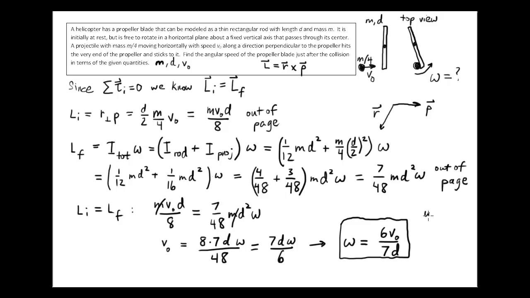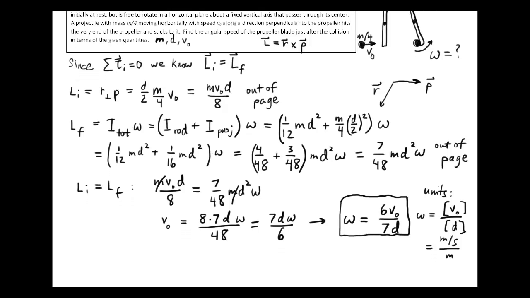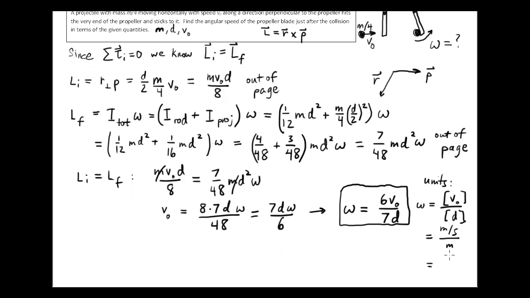And let's just check units. Well, the units of omega, we know what we expect them to be, right? And here we find that the units of v0 over the units of d would be the appropriate ones here. Well, v0 is meters per second, d is meters, and so we get an answer that will be in units of 1 over seconds. Omega we expect to be radians per second, which is consistent with 1 over seconds in this kind of an expression. And so the units turn out to be fine. That's about all we can do.